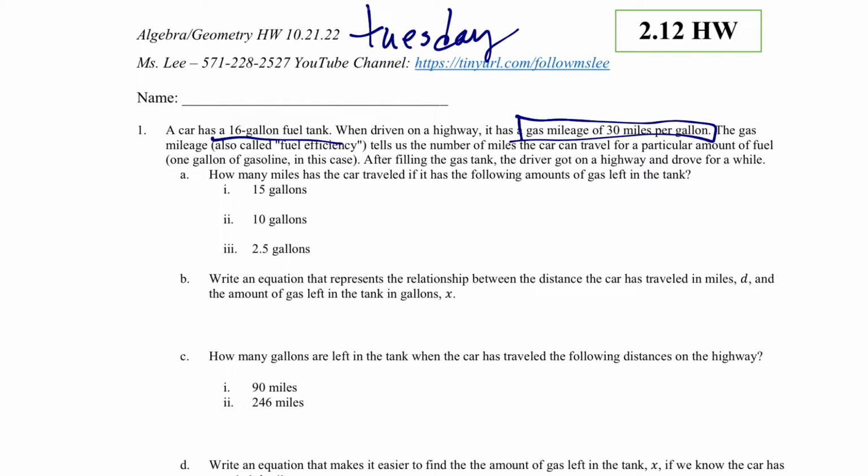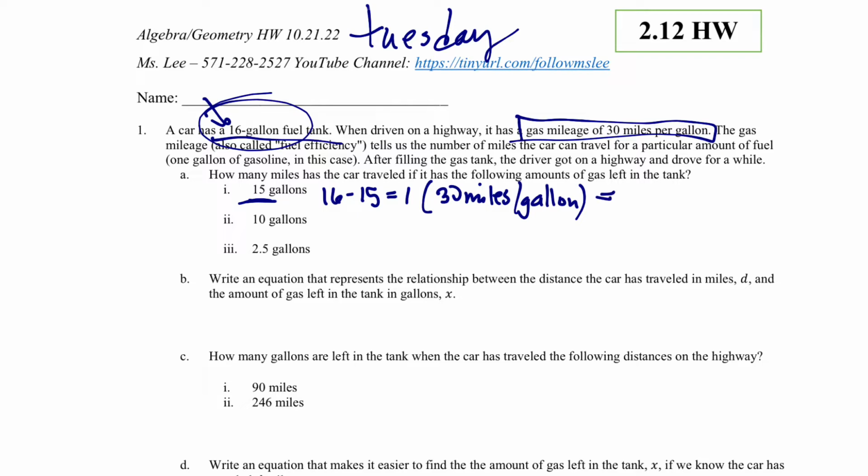After filling the gas tank, so we have a full tank, 16 gallons, the driver got on a highway and drove for a while. How many miles has the car traveled if it has the following amounts of gas left in the tank? So, first of all, for 15 gallons, originally there were 16 gallons, which means we can do 16 minus 15, right, equals 1. Only 1 gallon was used, and if 1 gallon was used and we can go 30 miles per gallon, we multiply that 1 gallon times 30 miles per gallon, and this person has traveled 30 miles.